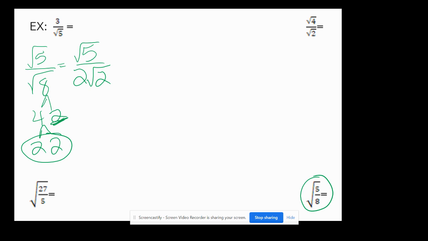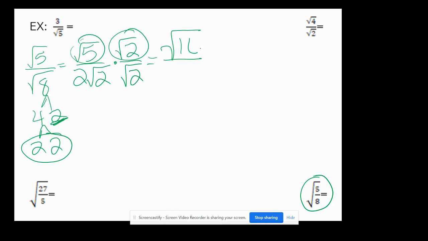Now that I have simplified, remember, we only want to multiply by the radical in the bottom, and that's the square root of 2. So I'm going to multiply by the square root of 2 over the square root of 2. On the top, the square root of 5 and the square root of 2, they're both square roots, so I'm allowed to multiply them. 5 times 2 is 10. On the bottom, we have this 2, and then the square root of 2 times the square root of 2 is the square root of 4.